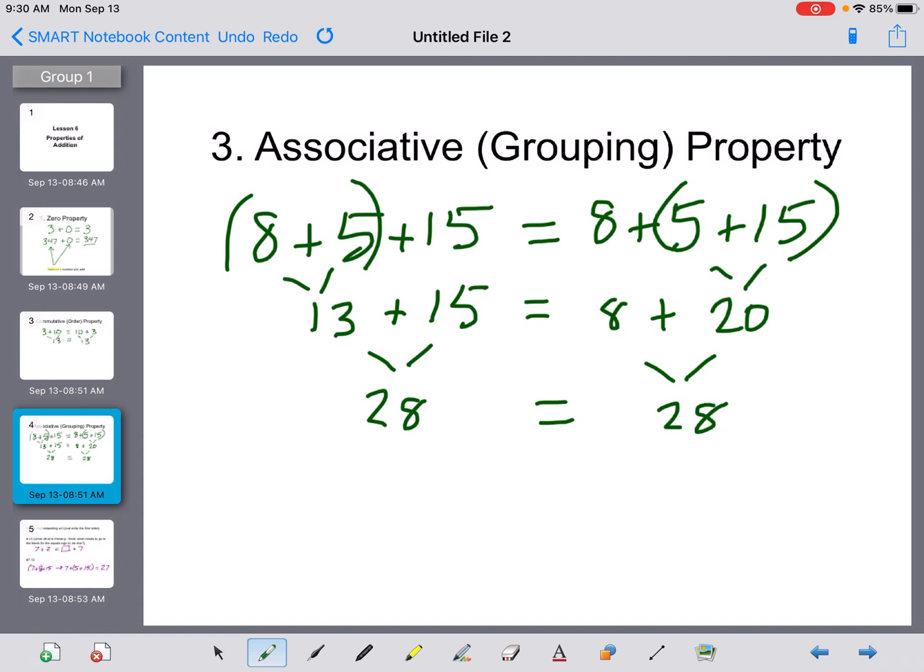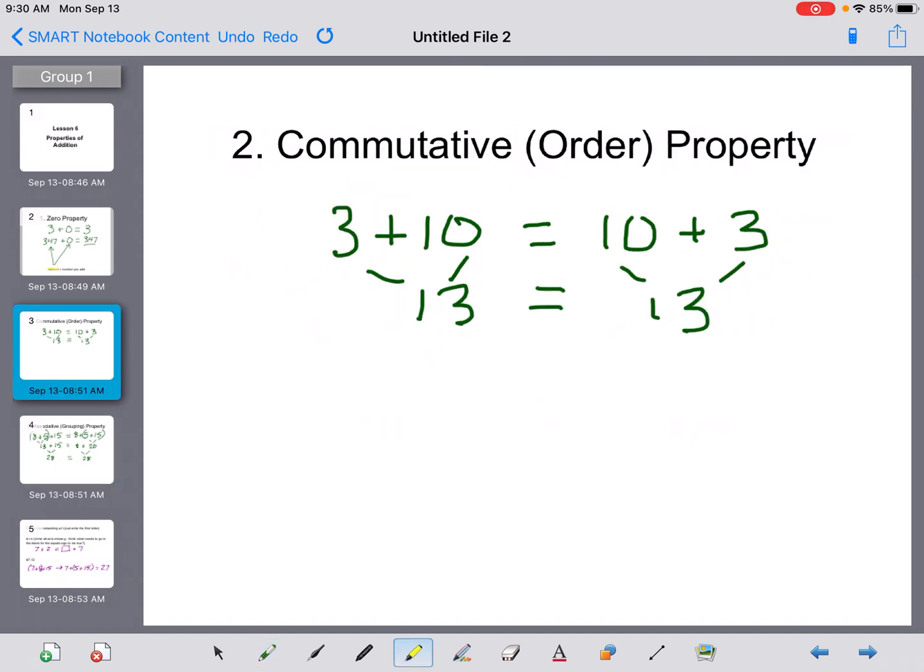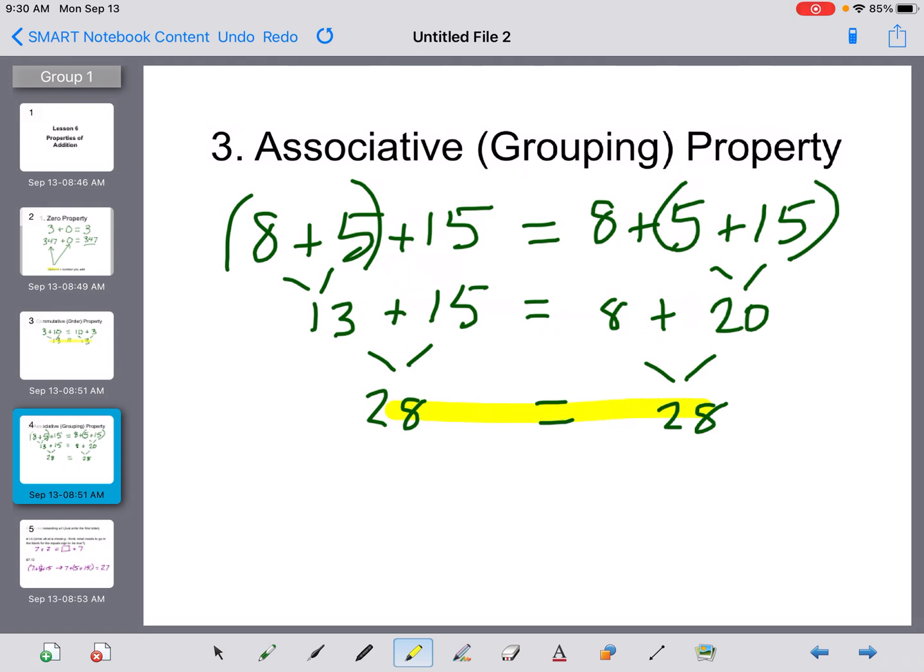So it's very similar, in a sense, to the commutative property, right? We changed the order and we ended up with the same answer on both sides of that equal sign. Over here, we ended up with the same answer again, but this one's really talking about taking two addends and grouping them together. So here we grouped 5 and 15 together. Here we grouped 8 and 5 together. And this side was a little bit easier to do with mental math, okay?